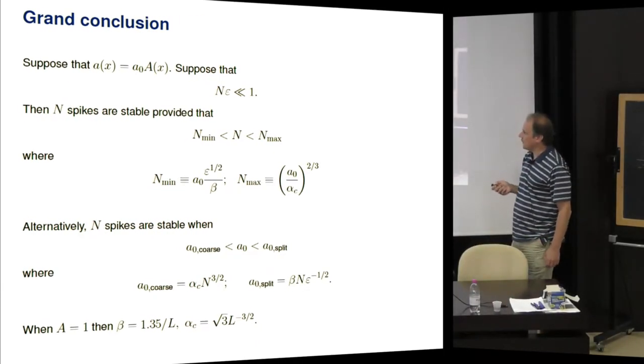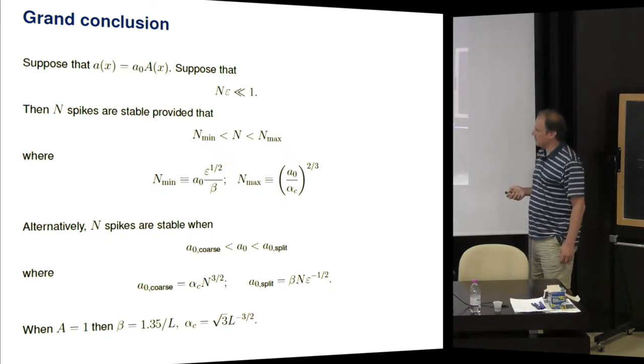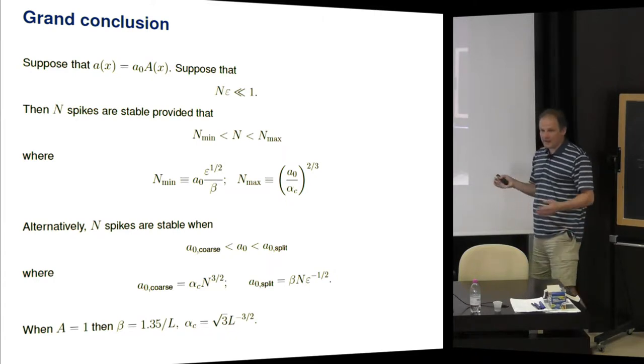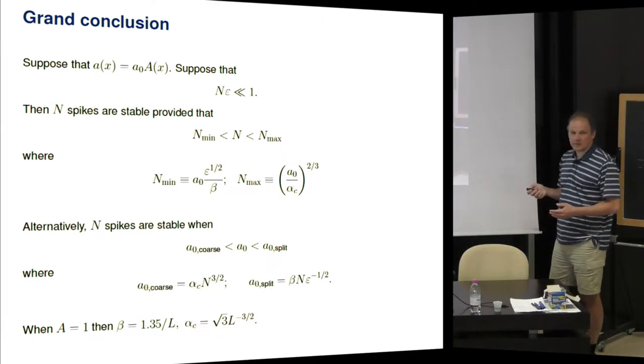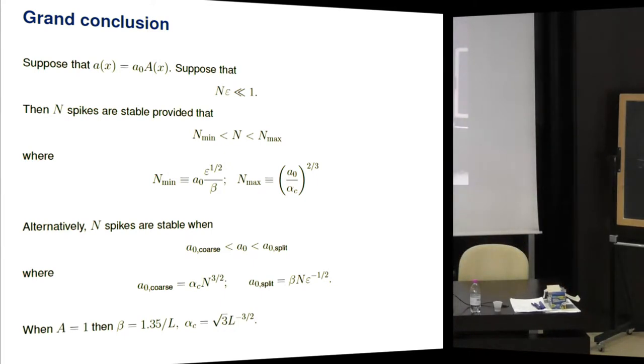So this is the conclusion: there is an upper and lower bound for the number of spikes that you can have, n min and n max. And this theory essentially gives you the formulas for both n min and n max. If you start with a number of spikes either below or above this, then the dynamics will push n within this range. And they scale very differently. So n min depends on epsilon, and n max, to leading order, is independent of epsilon.